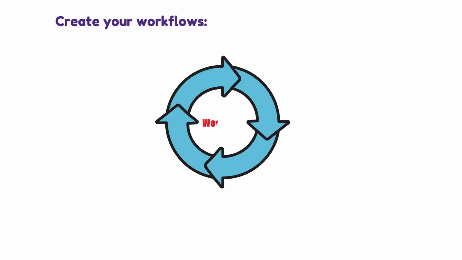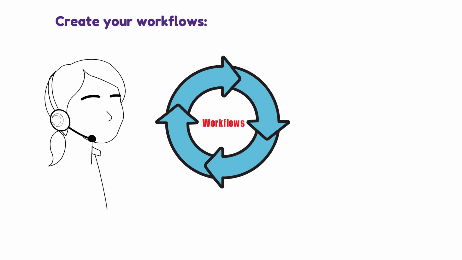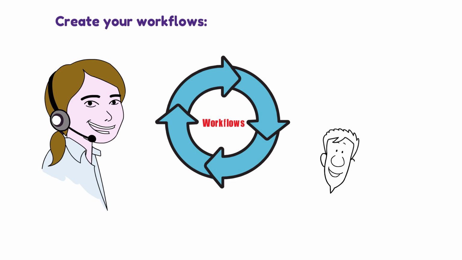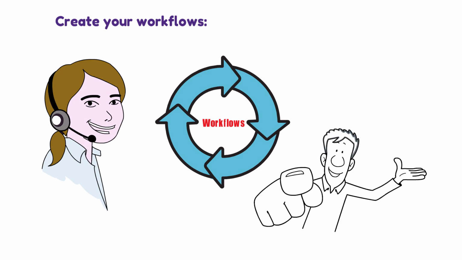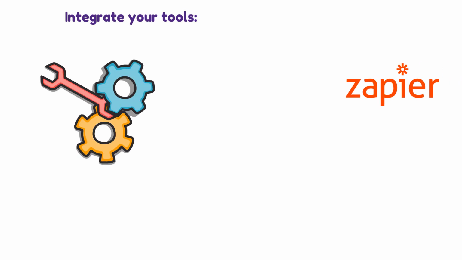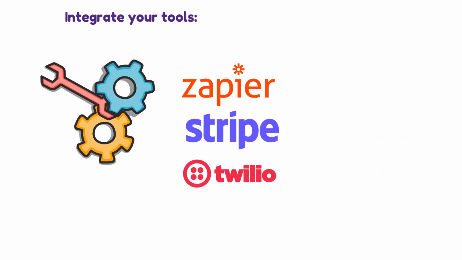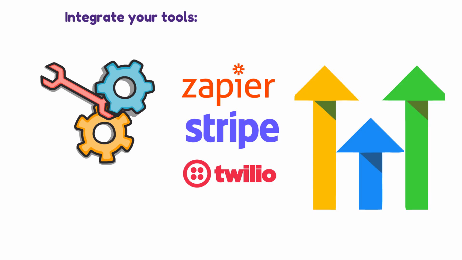Create your workflows. GoHighLevel allows you to create custom workflows for different parts of your business, such as lead generation, sales, and customer support. You can use the drag-and-drop interface to create your workflows and customize them to suit your specific needs. Integrate your tools. GoHighLevel offers integrations with other tools and services, such as Zapier, Stripe, and Twilio. You can integrate your tools with GoHighLevel to streamline your processes and automate your workflows.